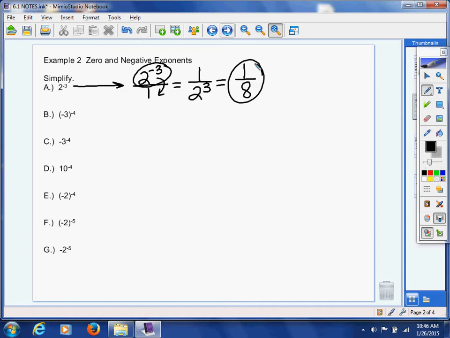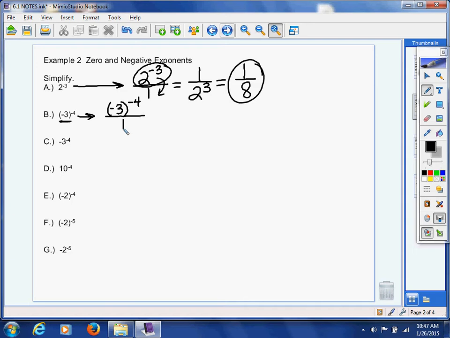Okay? Now let's look at letter B. Notice the parentheses around negative 3. So what they want us to do is take the integer negative 3 and raise it to the negative 4 power. So just like we've been doing, I'm going to take negative 3, leave it in its parentheses, and just show you it's actually over. It's not a fraction until I put it over 1.